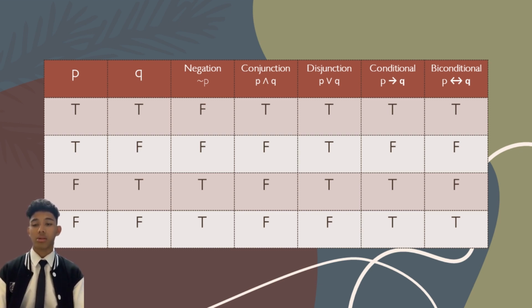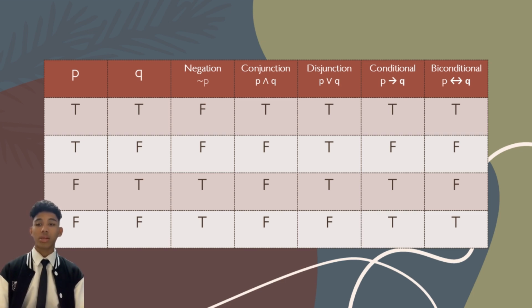Okay, the third row is negation of P, from false to true. P and Q, which is false and true, we will get false. P or Q, that is false or true, we will get true. P implies Q, that is false implies true, we will get true. And P biconditional Q, false biconditional true, we will get false.